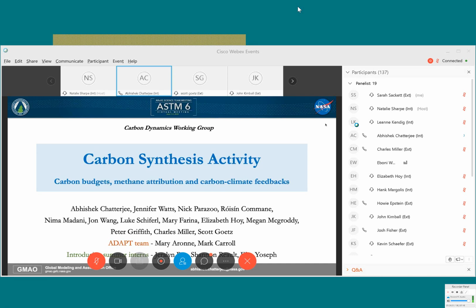Now, the two groups of people that I would like to give a shout out to are Megan McGrody, Peter Griffith and the support team, who have been really instrumental in helping us collate and gather some data sets that I'll mention in a minute. And the ADAPT team, Mary Aron and Mark Carroll, who have set up a very nice space for us to get some of the large modeling outputs or some of the data sets, and also help us recreate some of them to the above domain.